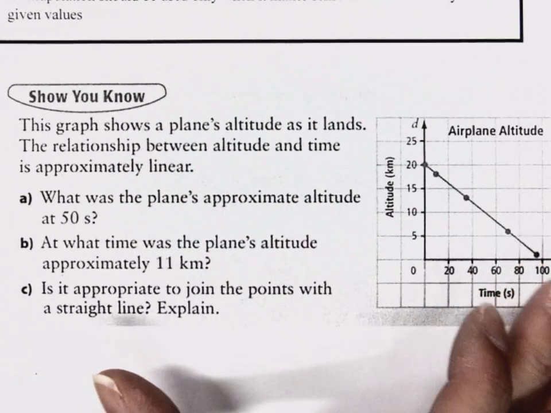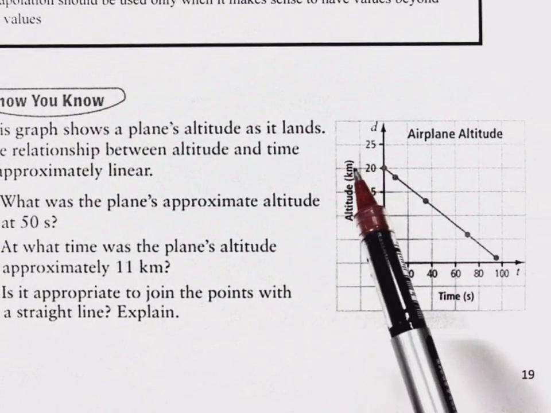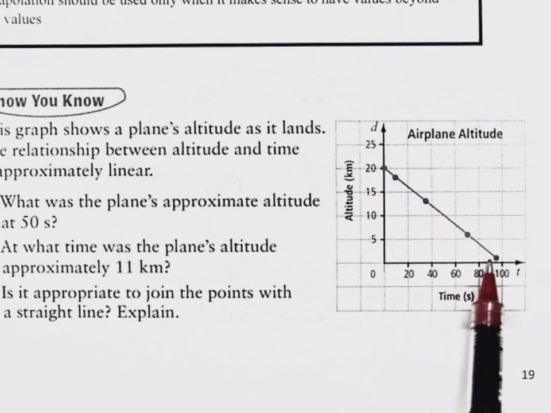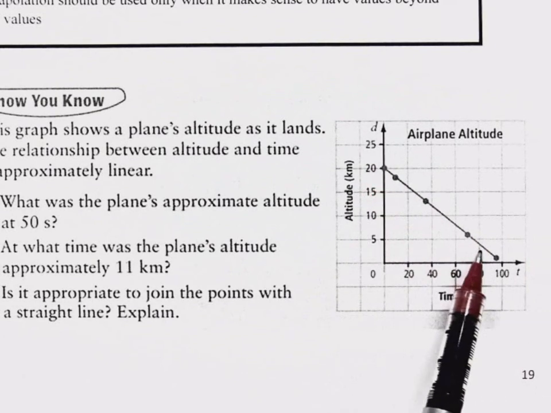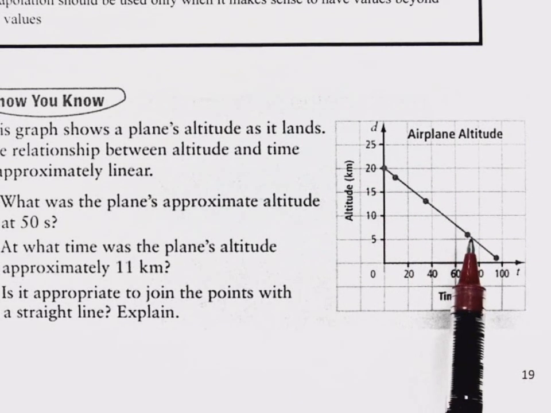We got an altitude. What's happening? Let's look at this graph. Altitude is how high we are off the ground, and time. So what's happening as time goes on? What's happening to our altitude? It's going down. So what's happening with the plane? It's probably getting ready to land, right? Like, it's coming closer to the ground.